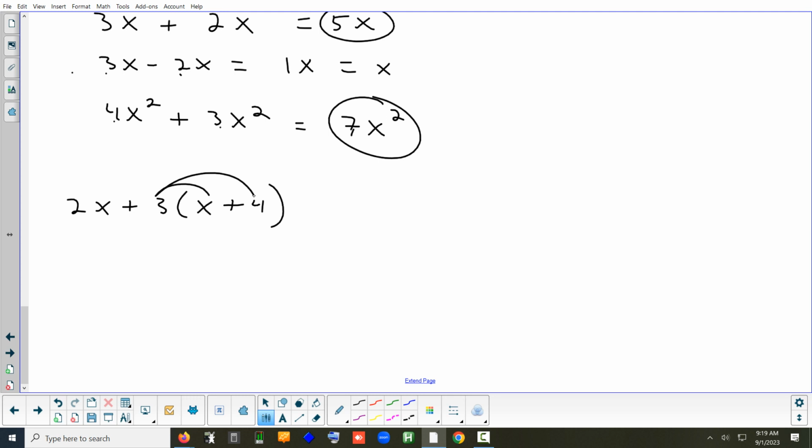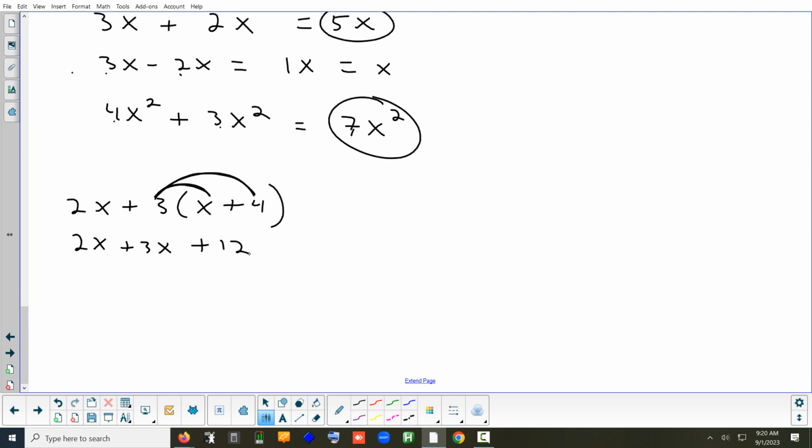I'm going to have to do something like that. When I distribute that 3, does it affect the 2x? No, because that's before it. So nothing happens to that. But now let's multiply this out. What's 3 times x? 3x. Positive 3x. And then what's 3 times 4? 12.